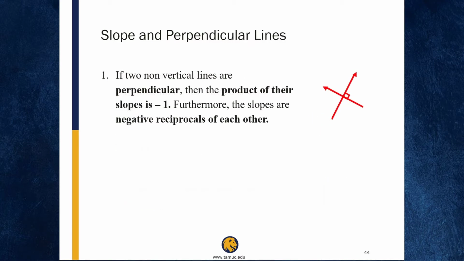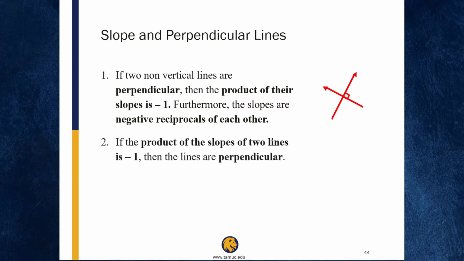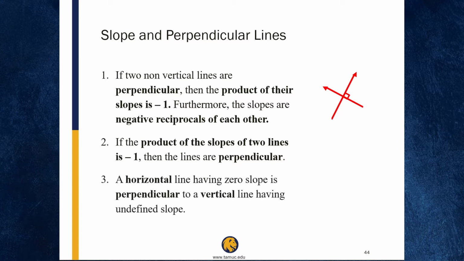Perpendicular is when the two lines make a 90-degree angle with each other, and so two non-vertical lines are perpendicular if the product of their slopes is -1. Another way to compare the slope of perpendicular lines is that the slopes are negative reciprocals of each other. Conversely, if the product of slopes of two lines is -1, then they're perpendicular lines. Also, a horizontal line with zero slope is perpendicular to a vertical line having an undefined slope.